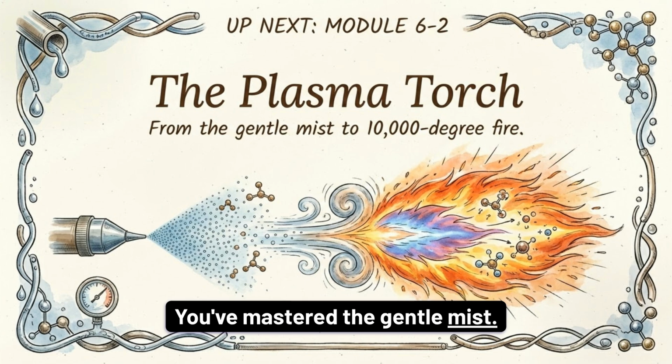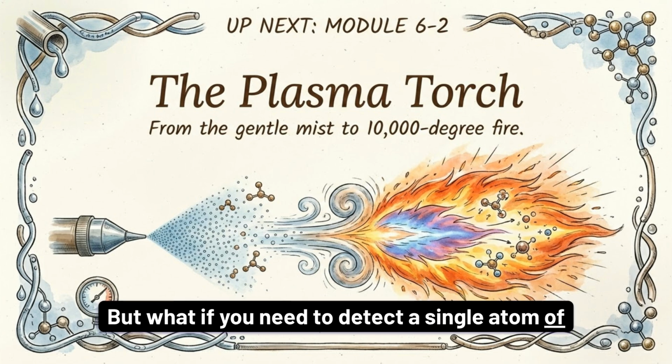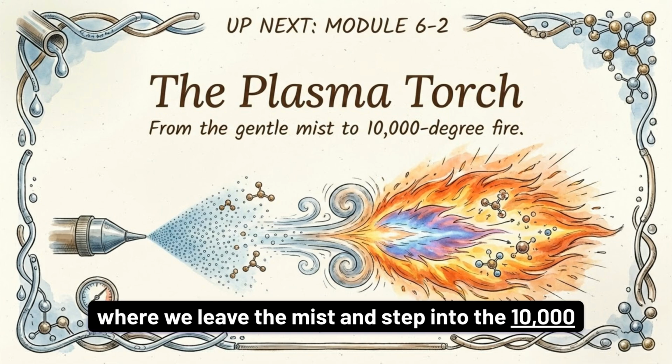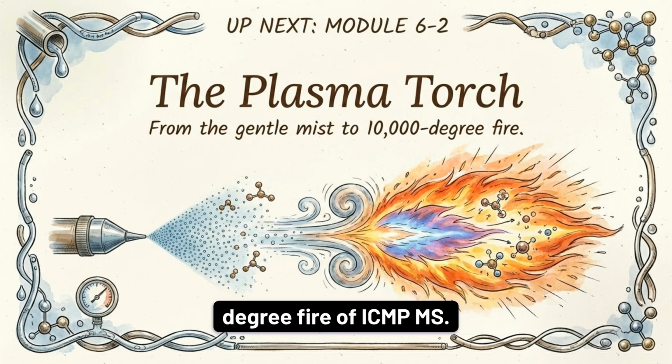You've mastered the gentle mist. But what if you need to detect a single atom of lead in a trillion parts of water? Join me in Module 6-2, the plasma torch, where we leave the mist and step into the 10,000-degree fire of ICP-MS. I'll see you in the heat.